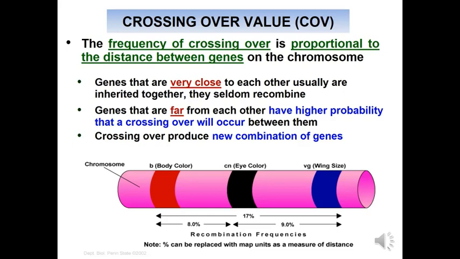Crossing over value is the frequency of crossing over that is proportional to the distance between genes on the chromosome. Genes that are located closely to each other on the same chromosome tend to be inherited together. Therefore, they rarely recombine. But it is a different story for genes that are far from each other. They have higher chances of crossing over to occur between them, hence producing new recombination of genes.